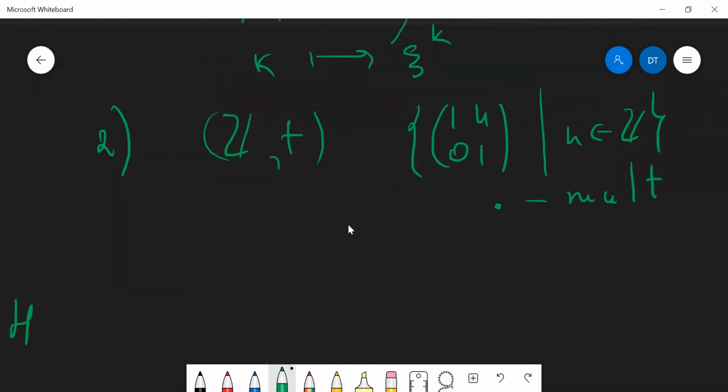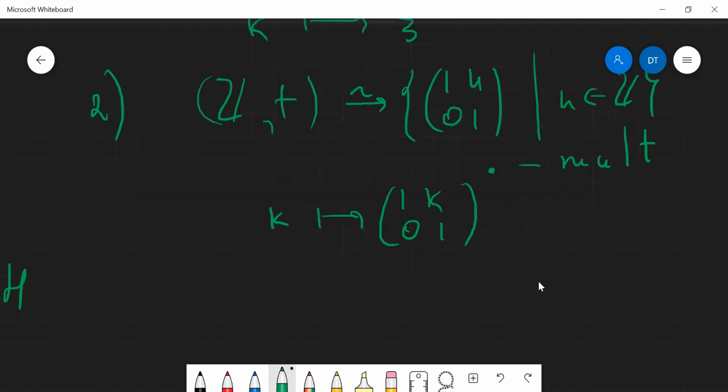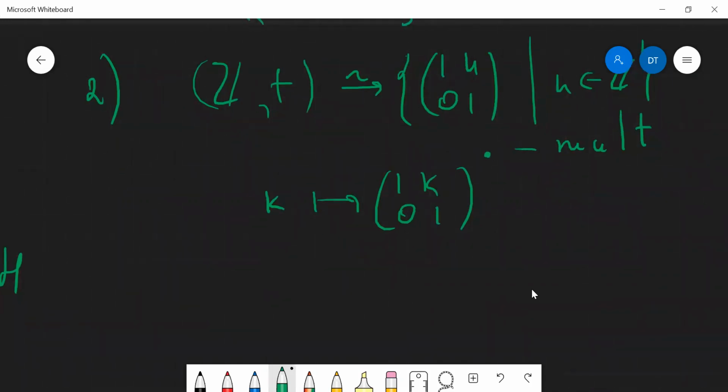And then you have a map from here to here, which takes an integer k to a matrix of the form. And this is also an isomorphism. Well, I'm not going to check all the axioms. I want to provide several examples for you to look at later if you need them.